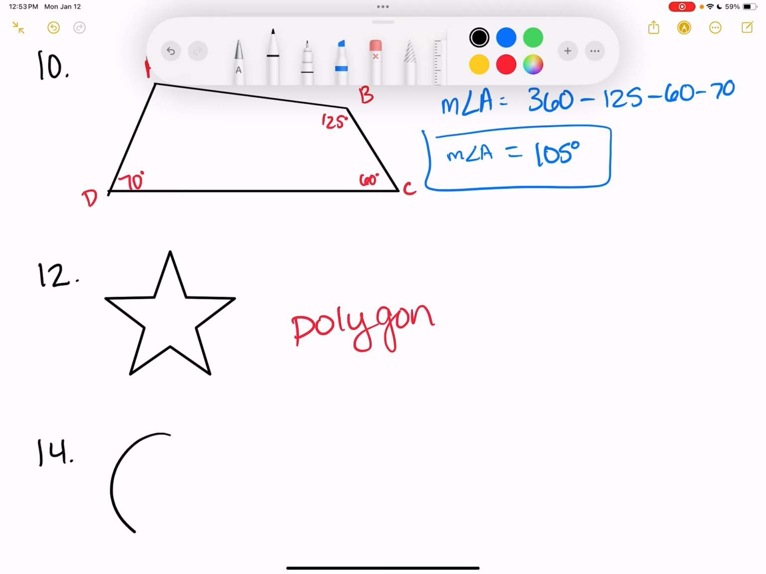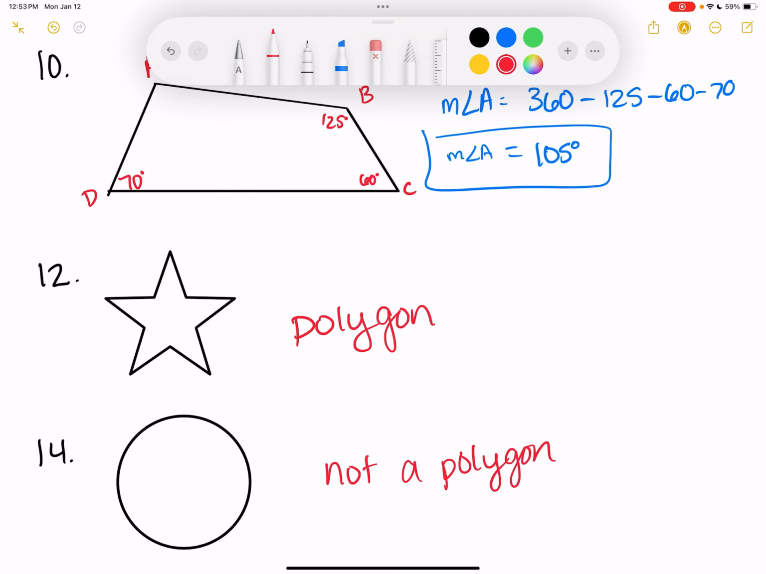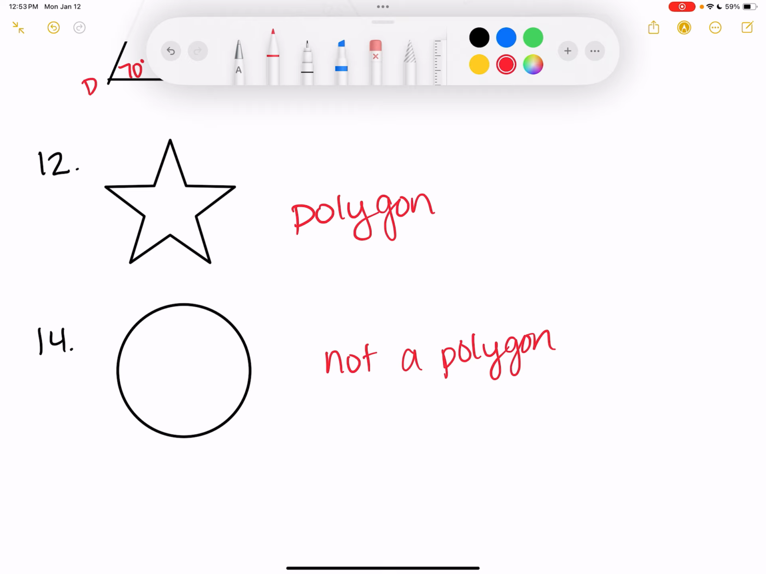14. Is this a polygon? Nope. Obviously, it is a circle, which has no sides. Or an infinite amount of sides, depending on how you want to think about it.